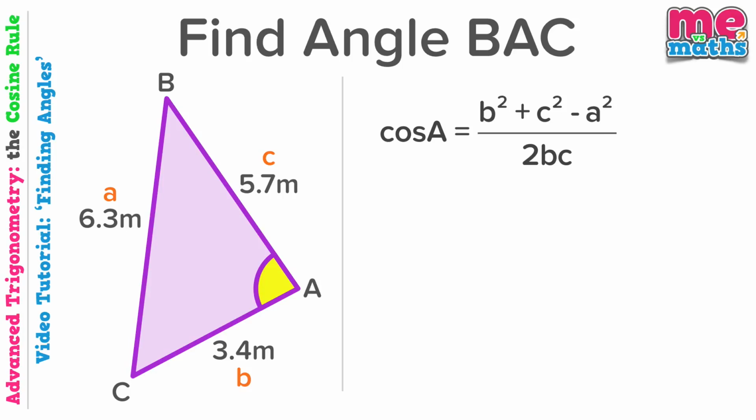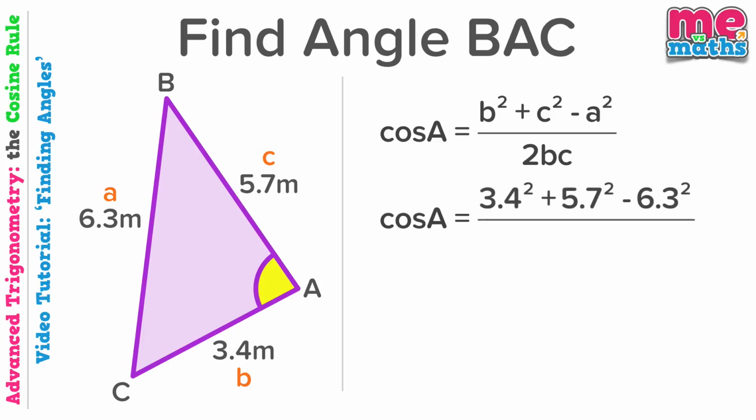Cos A will be left as it is for now, but we can now substitute everything on the right hand side. B squared plus c squared minus a squared. Let's replace that with our values, 3.4 squared plus 5.7 squared minus 6.3 squared. This is divided by 2bc, so 2 times 3.4 times 5.7.